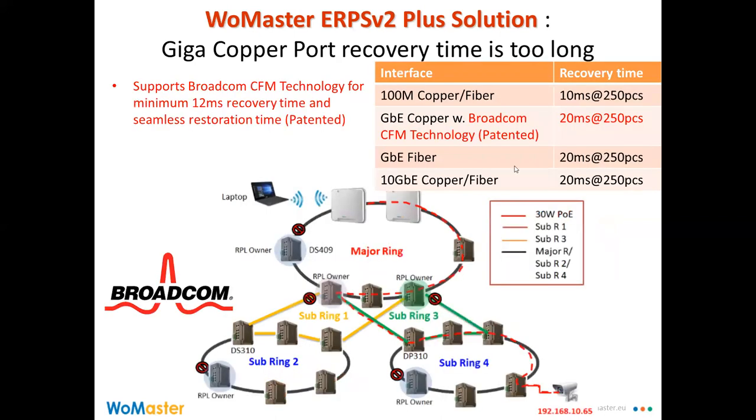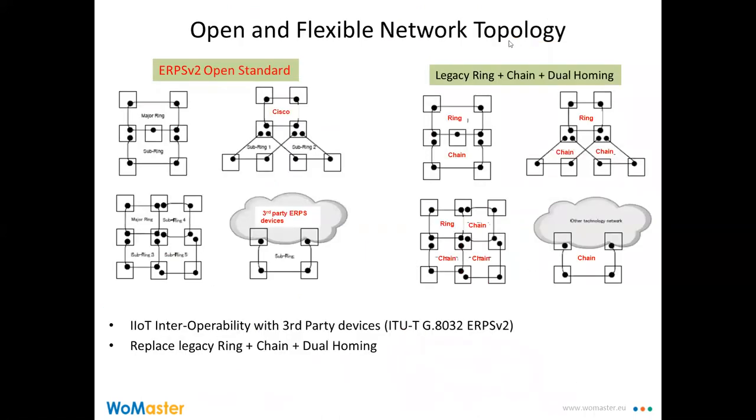After we apply the Broadcom CFM technology, we can reach a minimum of 12 milliseconds recovery time, and seamless restoration time. This is WOMASTER patented technology. This is the comparison: right now we apply Broadcom CFM technology in our ERPS version 2, which will be 20 milliseconds at 250 devices. So that's how we solve the critical problem of gigabit copper recovery time, by using ERPS version 2 and applying Broadcom CFM technology.